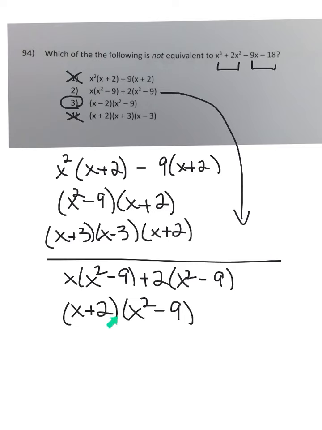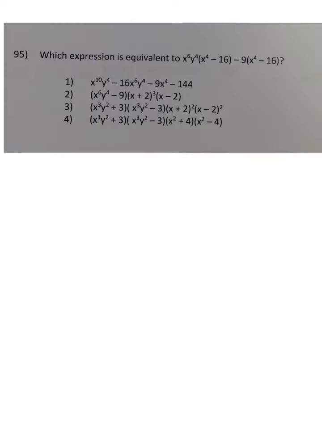Now look at what we have here. That matches what I have here. It's just in a different order. Okay, so the x squared minus 9 is first, here it's second, but that doesn't matter because it's multiplication, and multiplication is commutative. So these 2 are equivalent, okay, which means that answer choice 2 couldn't be the answer, okay? And again, the answer for number 94 would be choice 3.